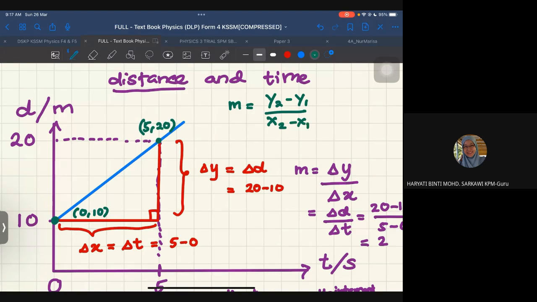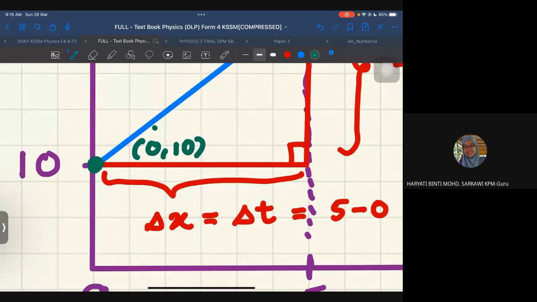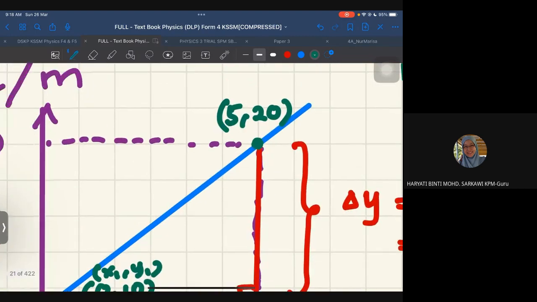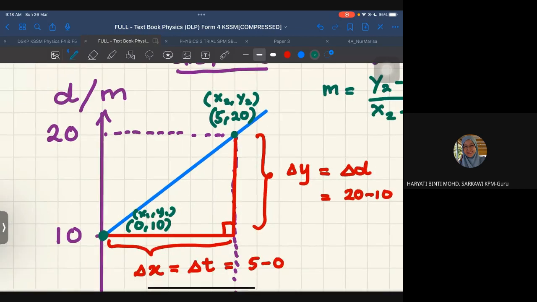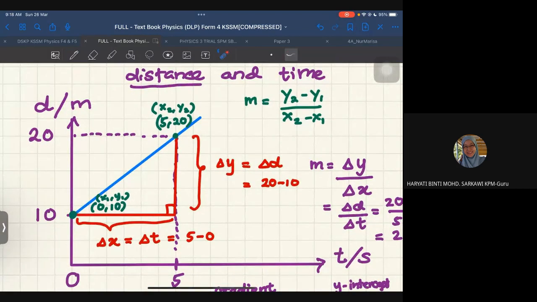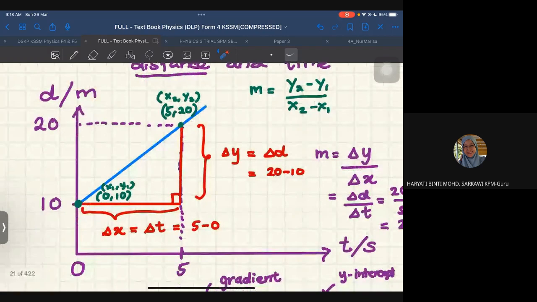Let's say we refer to the first point as x1, y1, so the second point will be x2, y2. Can you see? 20 minus 10 is y2 minus y1, and then divided by 5 minus 0, that is x2 minus x1. Is it clear? So this is a simpler way for you to determine the gradient. You just need the points.